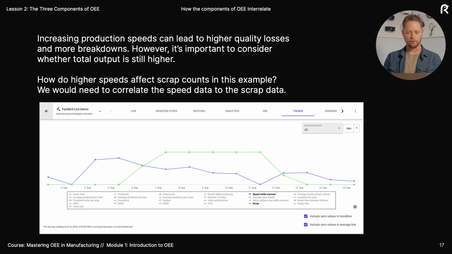But does your primary goal of units conflict with your, say, secondary goal of reducing scrap and rework? Higher speeds can lead to higher quality losses and more breakdowns. So how do higher speeds affect scrap counts in this example? We would need to correlate the speed data to the scrap data and make a strategic decision about how much we want to focus on quality versus speed and total output. Focusing solely on quality can lead to inefficiencies in production speed and vice versa.